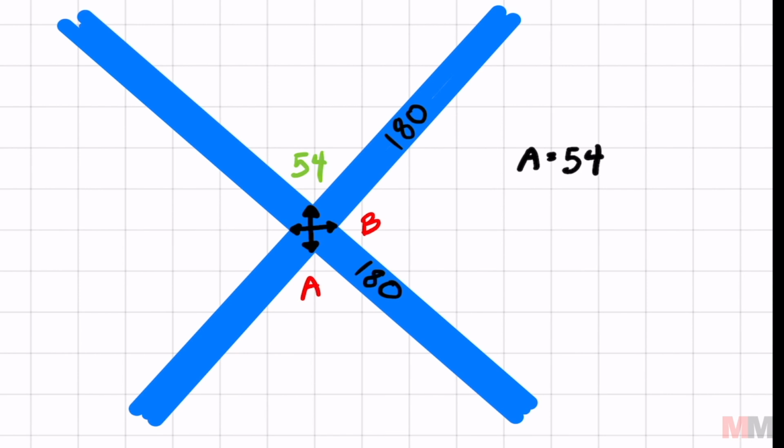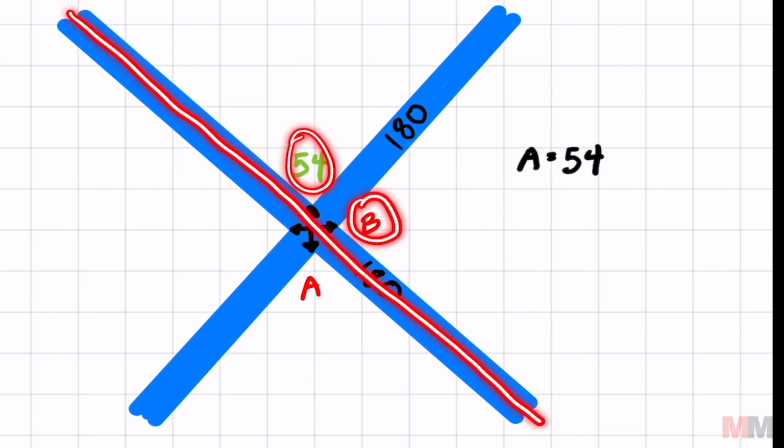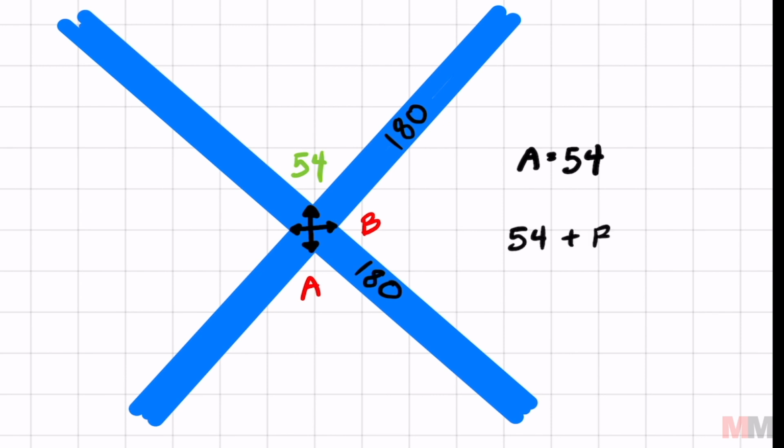But here's where it gets tricky. If you remember from the previous example, a straight line adds up to 180. So if I want to find B, 54 and B is what makes up this straight line right here. 54 plus B equals 180. And all you got to do is get B by itself, and you will get B as 126.